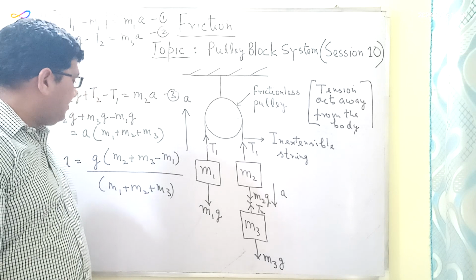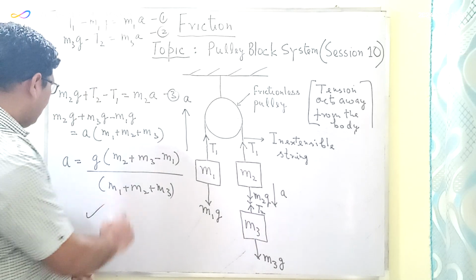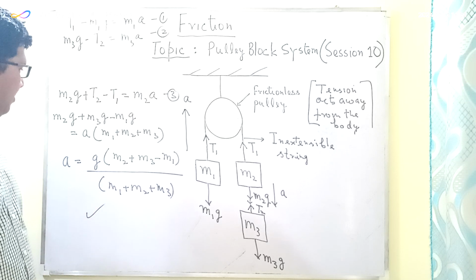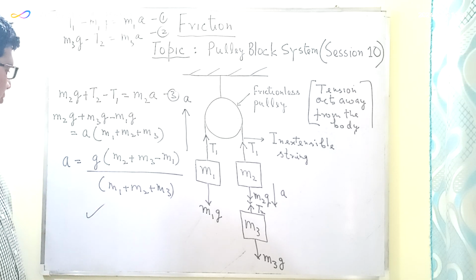So that was the second concept. Based on these two concepts, we were able to find the common acceleration, which is equal to g times (m2 plus m3 minus m1) divided by (m1 plus m2 plus m3).